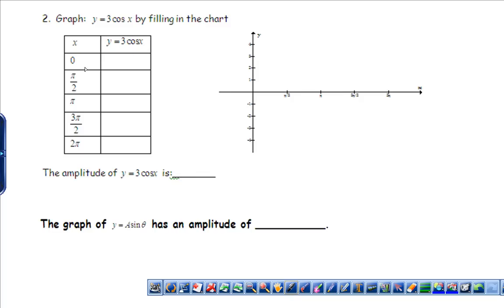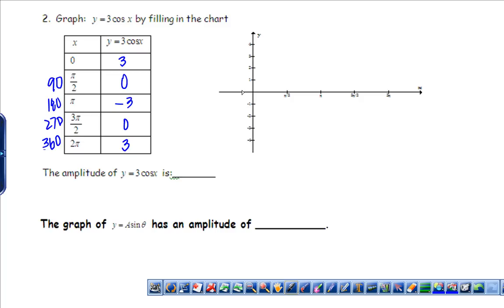So cosine x, it looks like, remember, this is 90 degrees, 0, this is 180, if that helps you out. This is 270, and this is 360. So if you want to go back to your OIO chart, I'm looking at cosine of theta, so basically cosine of these numbers, and I want to multiply 3 times that. So this is going to be 3, 0, negative 3, 0, and 3. And I'm going to plot those points.